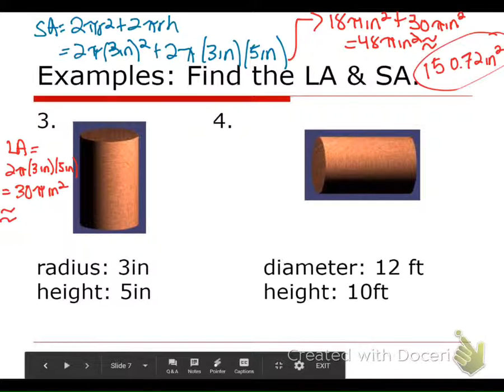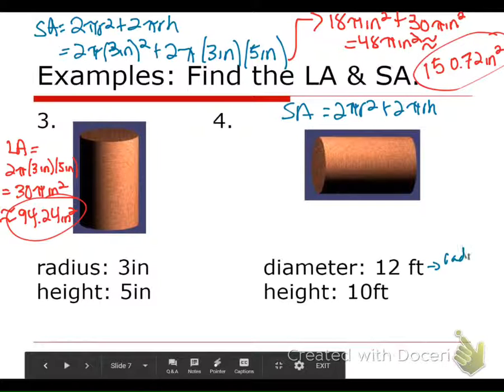94.24. So we end up with 94.24 inches squared. Okay, your next one, I would like to give you about 2 minutes to try this on your own. So right now you have your formula of surface area equals 2 pi r squared plus 2 pi rh. We just discussed this. The diameter, to find the radius, it's half of that. So that means what's half of 12?